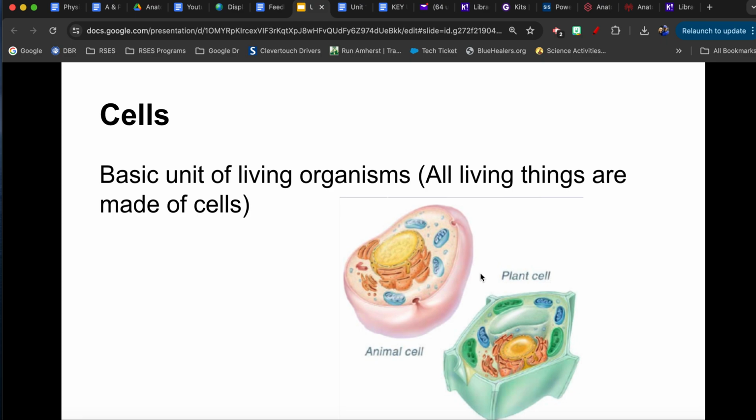Molecules working together, combined in certain ways, make up cells. And cells are the basic unit of living organisms. This is really where we're starting. In the next couple of slides we'll let you know what cells are made of, but cells are the most basic unit of living organisms. Some organisms are just one cell. Some are many, like yourself, you're trillions of cells, but cells are the basic unit.